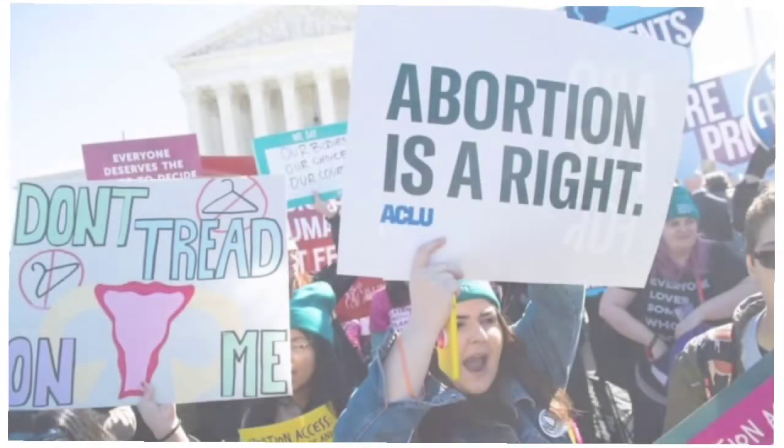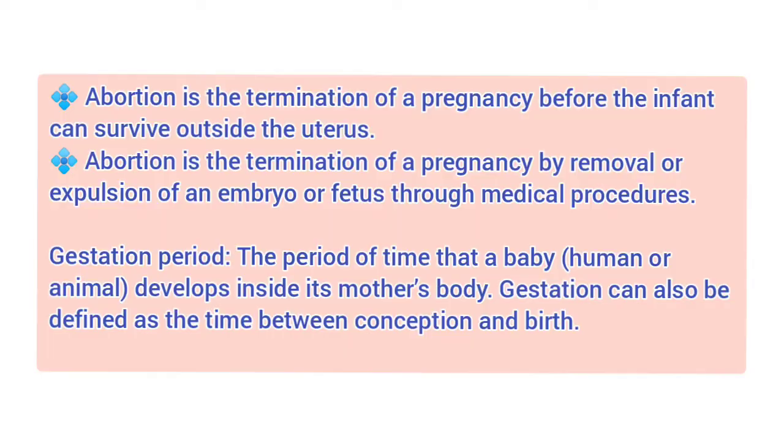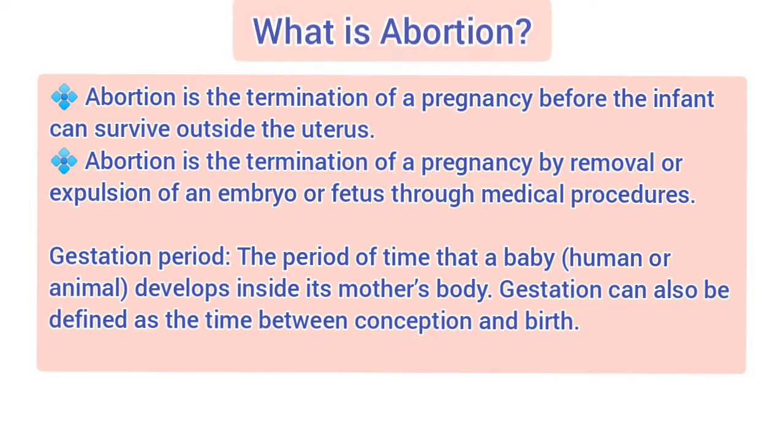Before we go into details, let us try to understand the definitions of abortion and gestation period. So, abortion is the termination of a pregnancy before the infant can survive outside the uterus. Another simple definition is that abortion is the termination of a pregnancy by removal or expulsion of an embryo or fetus through medical procedures. Now, what is gestation period? The period of time that a baby develops inside its mother's body, or simply, gestation is defined as the time between conception and birth.